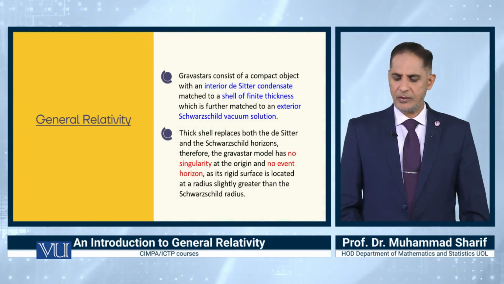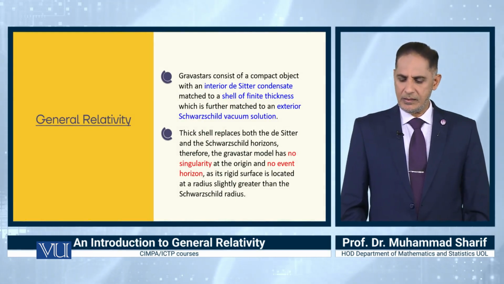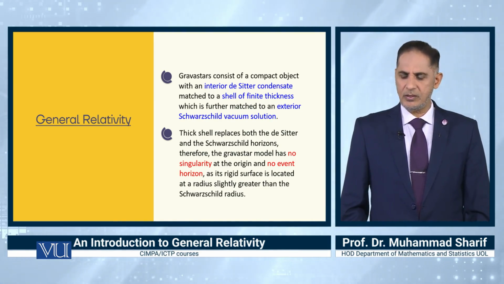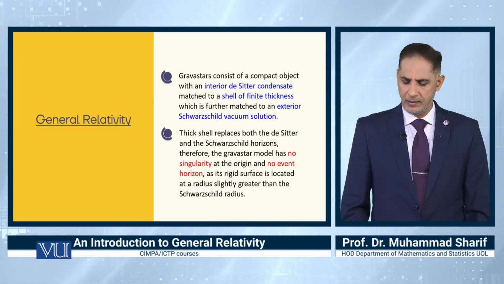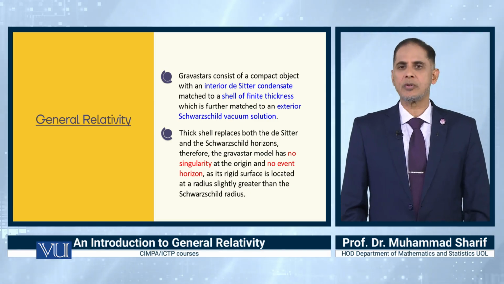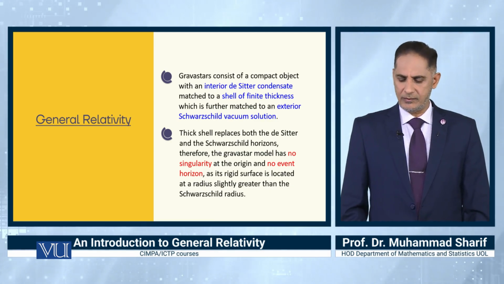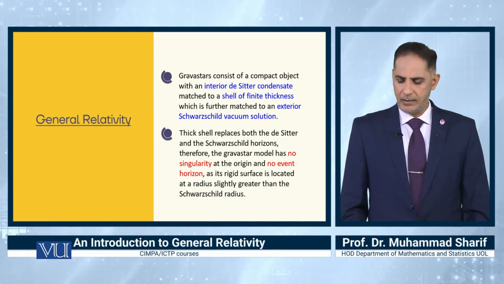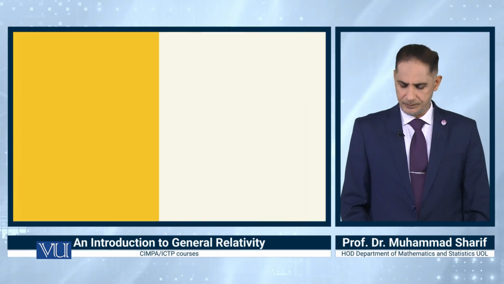Gravastars consist of a compact object with an interior de Sitter condensate matched to a shell of finite thickness, which is further matched to an exterior Schwarzschild vacuum solution. The thick shell replaces both the de Sitter and the Schwarzschild horizons. Therefore, the gravastar model has no singularity at the origin and no event horizon, as its rigid surface is located at a radius slightly greater than the Schwarzschild radius.